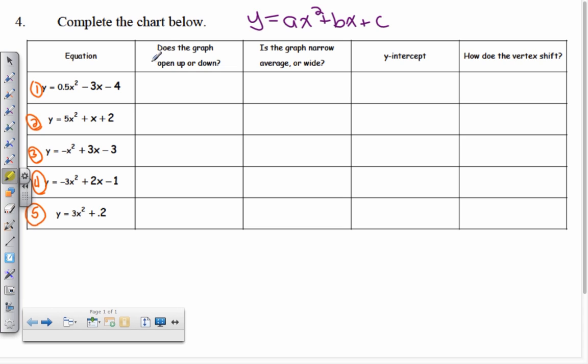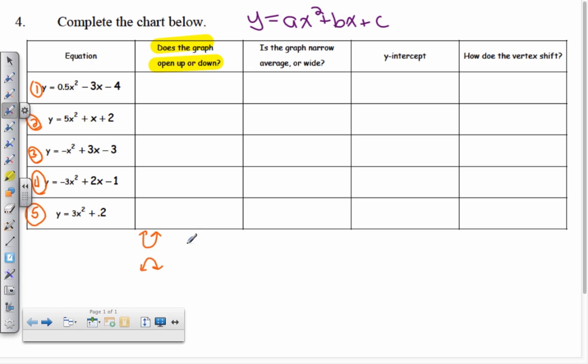The first column says, does the graph open up or down? So let's review what you found in that investigation. How do I know if it opens up or down? And when I say up, I mean it truly makes a U. The opening is up, and down is a frowny face. And so how do we know?